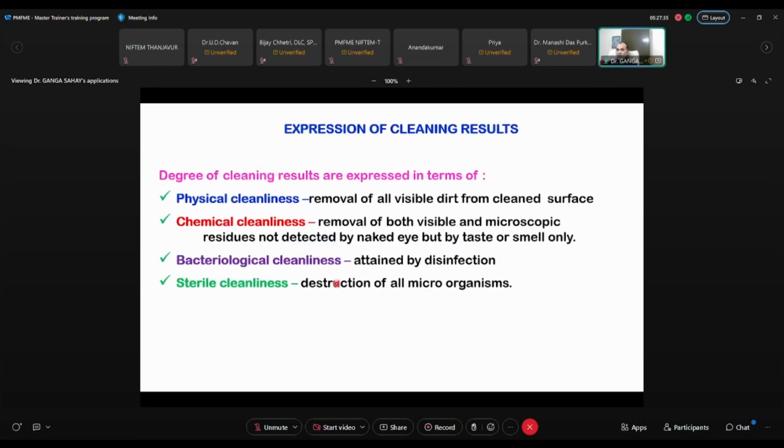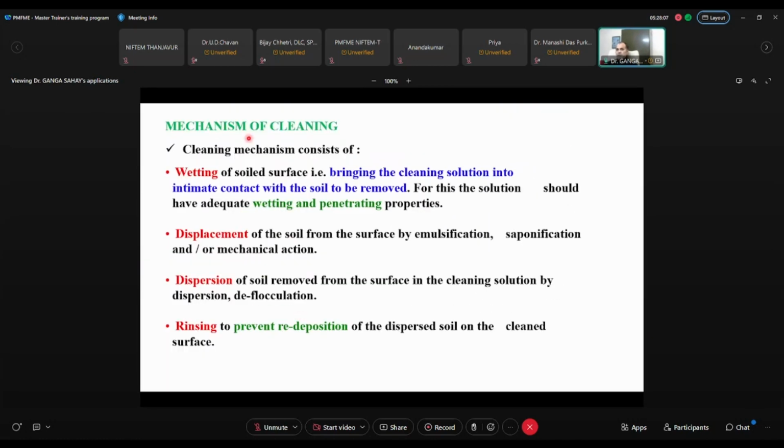Okay. So how do we express the cleaning? Degree of cleaning results are expressed in terms of physical cleaning, which is the removal of all the visible dirt from the cleaned surface. Chemical cleaning is the removal of both visible and microscopic residues not detected by the naked eye, but by taste or smell only. We cannot see it, but you can feel it with your senses. Then bacteriological cleanliness, attended by disinfection, is the sterile cleanliness, which is the destruction of all the microorganisms present on the external or internal surface of the equipment.